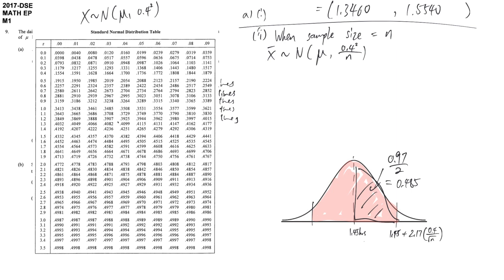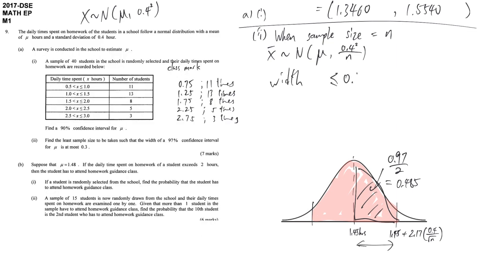And then we are concerned about the width here. The width at most 0.3 means smaller than or equal to 0.3. The width is talking about two sides, left-hand side and right-hand side. So we have 2 times the corresponding standard score times the standard deviation of the sample mean. The corresponding standard score we already calculated is 2.17. And the standard deviation of the sample mean when the size is n is 0.4 divided by square root n. We have this inequality.